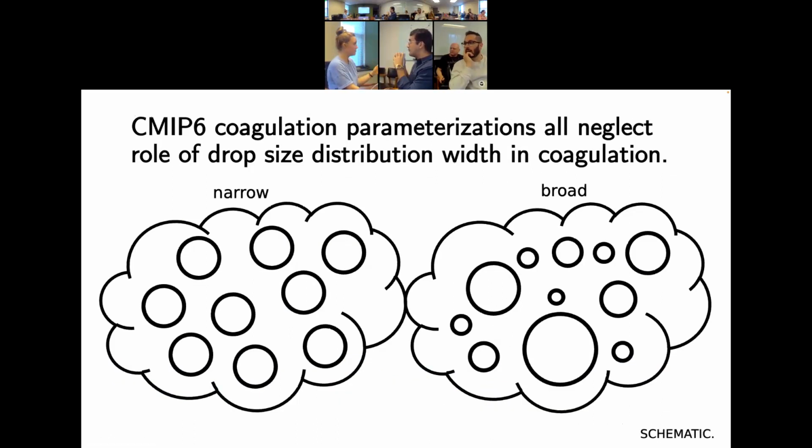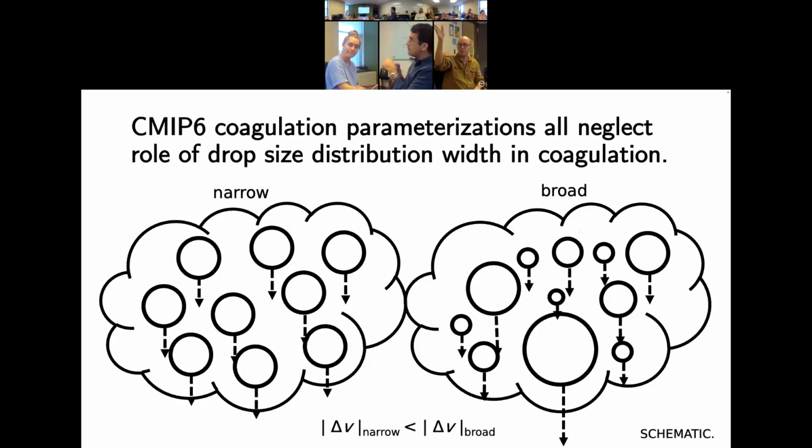And these parameterizations consistently make two assumptions. The first is that the width of the drop size distribution is not important to the evolution of the coagulation. By drop size distribution width, I just mean here we have schematically two clouds that have the same mass of liquid water and the same number of droplets, but the distribution of sizes is quite different. We could have all the drops be the same size in a narrow distribution, or we could have a mix of particle sizes in a broader distribution.